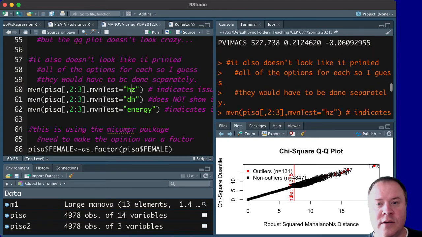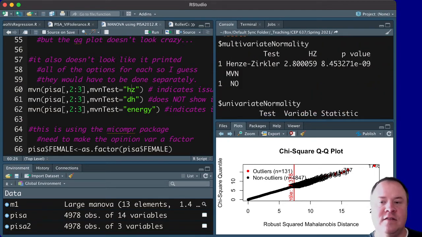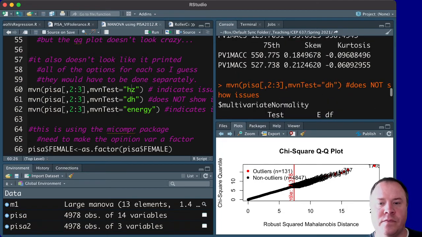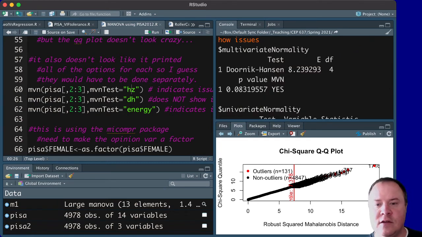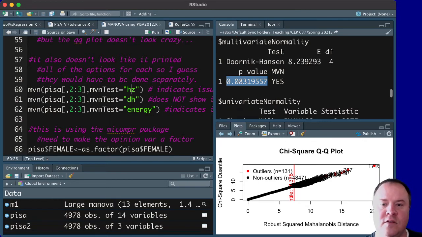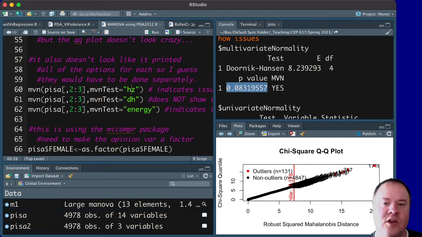Okay, so HZ is the Henze-Zirkler test. It is also telling us that we appear to have abnormality. The p-value attached to it is less than 0.05. And if we go down to the DH, Doornik-Hansen, we see a p-value not greater than 0.05. So it seems that there is some consistency in this being abnormal. However, if we look at the QQ plot, it seems that maybe the issue is with a few of these outliers that are causing some problems with skewness. And yet one of the tests is telling us there's no issues, but the others are telling us that there are.